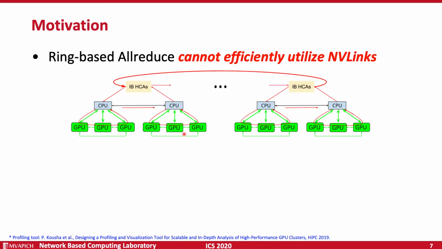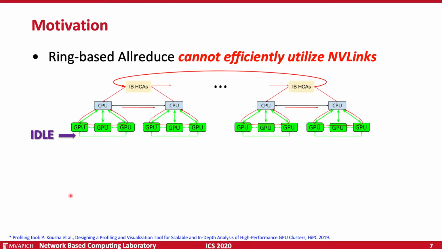We create a ring. But earlier we see that it looks like there's some links, for example, from the CPU to GPU 2, that are not going to be used. And the same thing from GPU 1 to GPU 3. These links seem to be idle while performing the ring Allreduce.